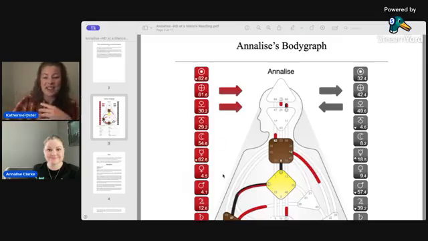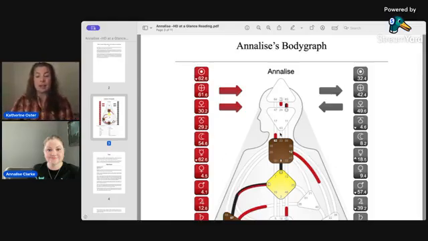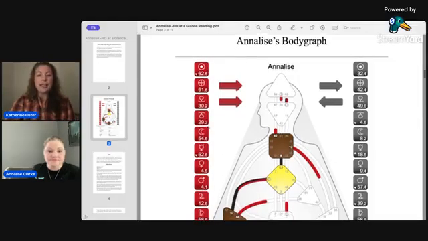So let's go back to the chart here. I'm just going to bring it up so I can move it. So this is the body graph chart. On the sides, you see the red side and the gray side. Those are your gates and channels. That's something that we don't get into in an introduction reading.